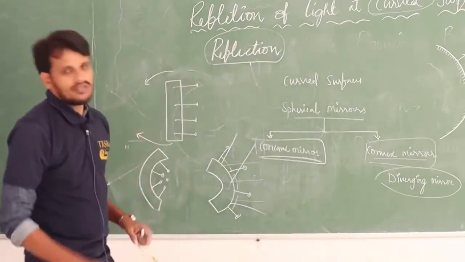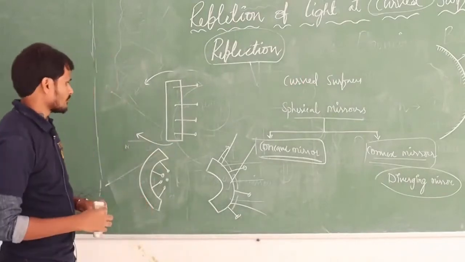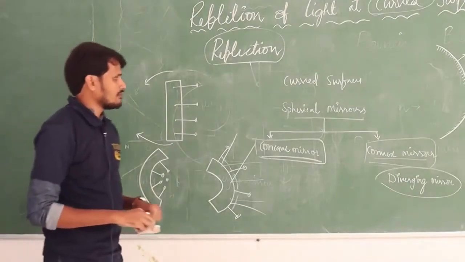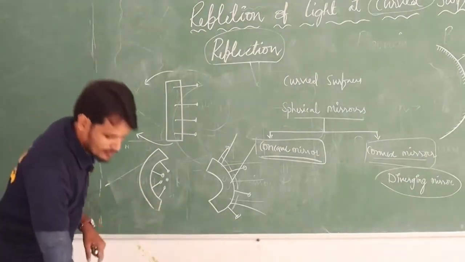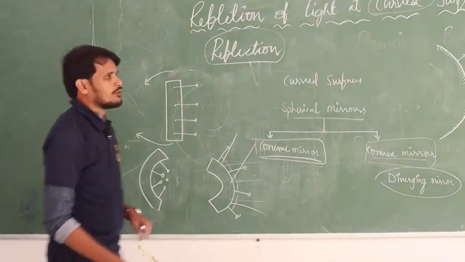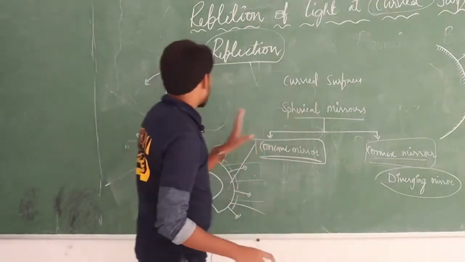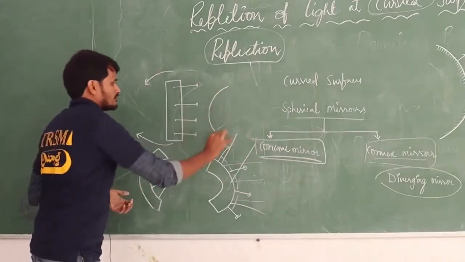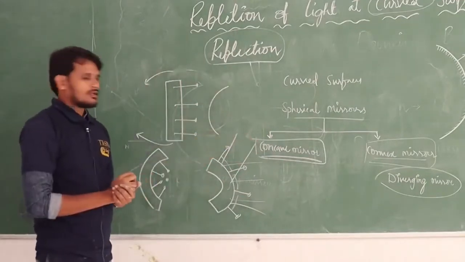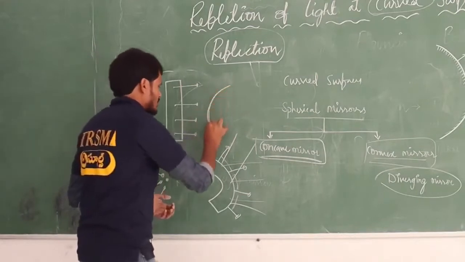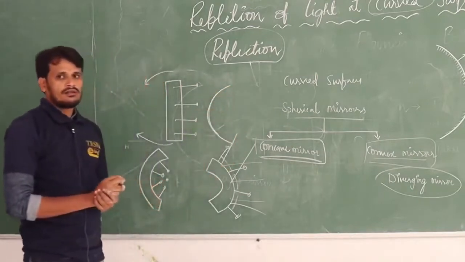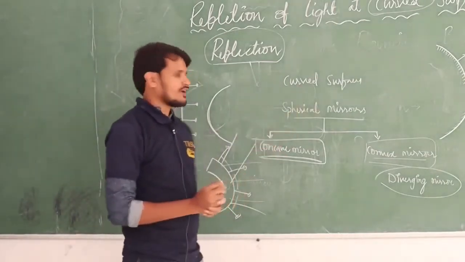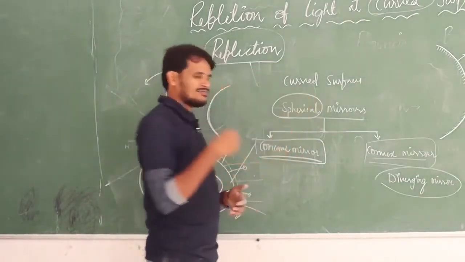Next let us see the properties. What are the properties of concave and convex mirrors? So before explaining those properties, there is a small thing you should know. Just now I said a concave mirror or a convex mirror shape is a semicircle. And these two mirrors are called spherical mirrors. Why are we calling them spherical mirrors?